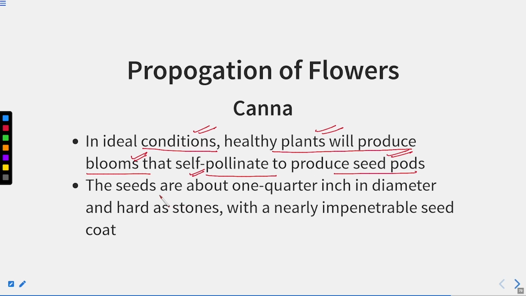The seeds are about 1/4 inch in diameter and hard as a stone with a nearly impenetrable seed coat. So they have an impenetrable seed coat, and very hard, stone-like seeds.